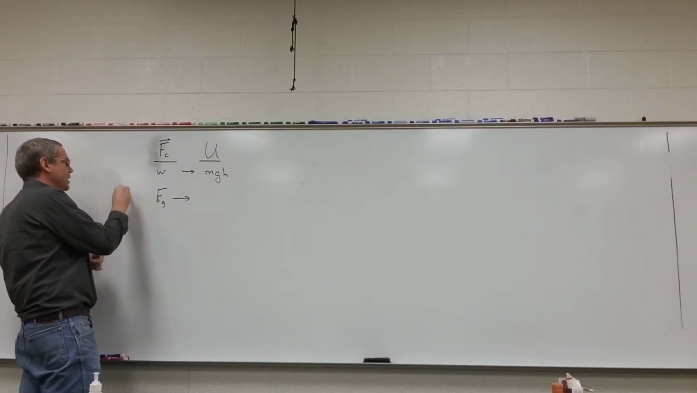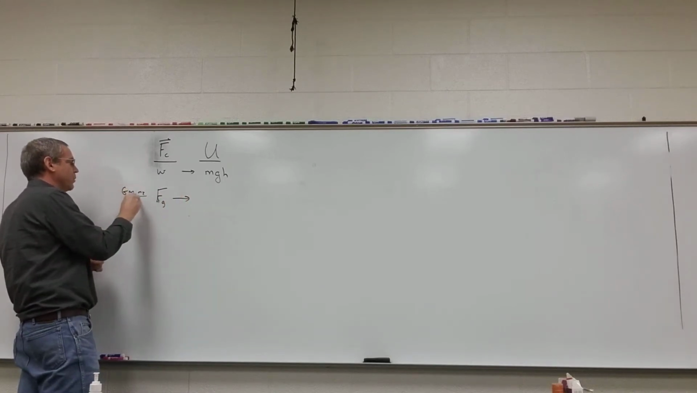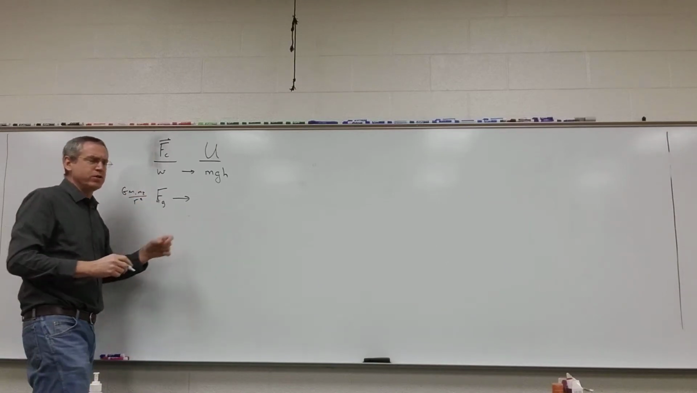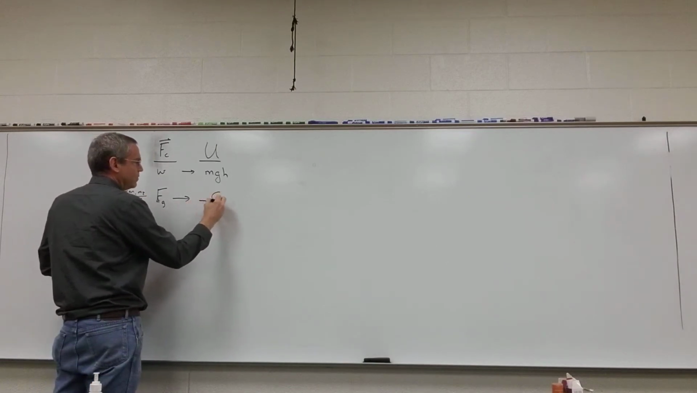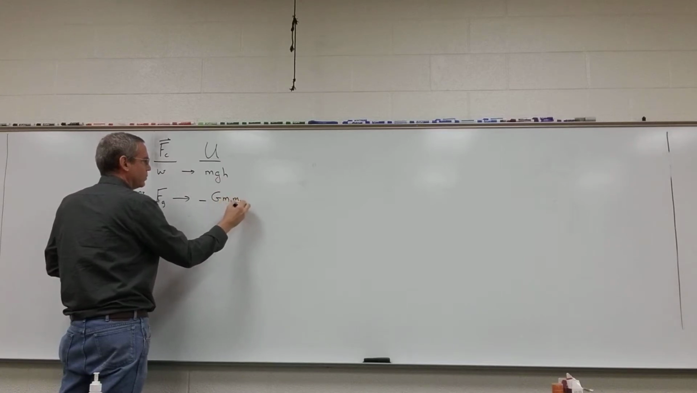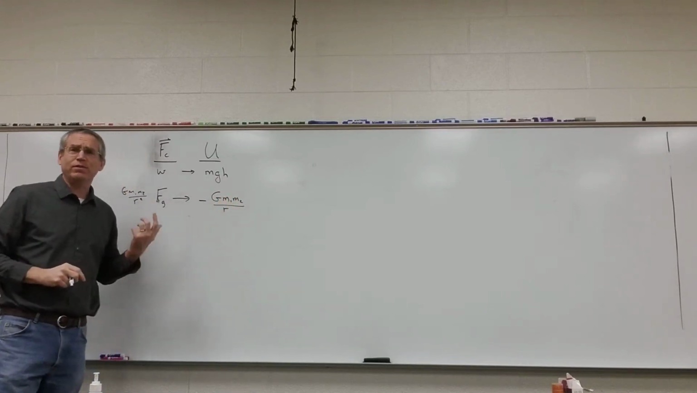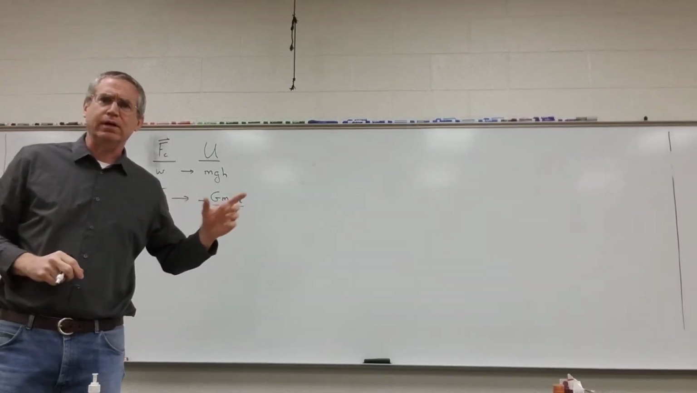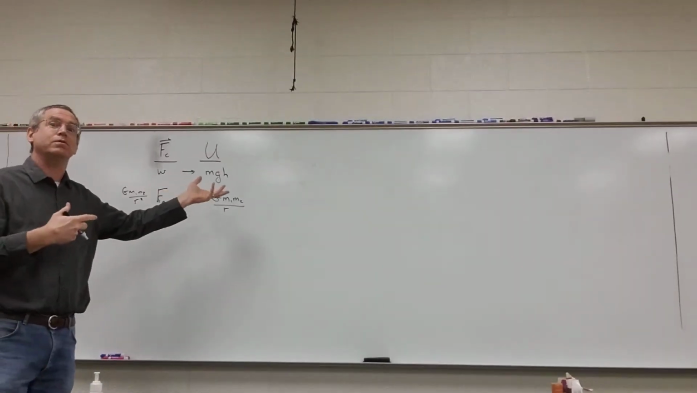in other words, G m1 m2 over r squared, then the potential energy formula associated with that is negative big G mass 1 mass 2 over r. I'm not going to derive this formula. It does require calculus. However, just trust me.